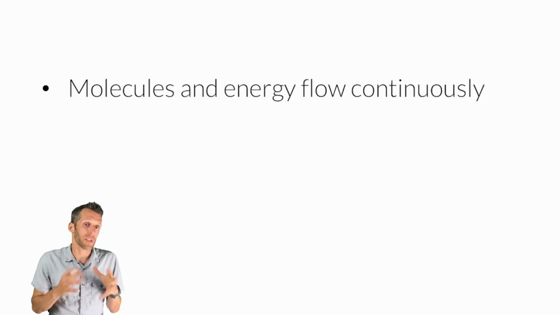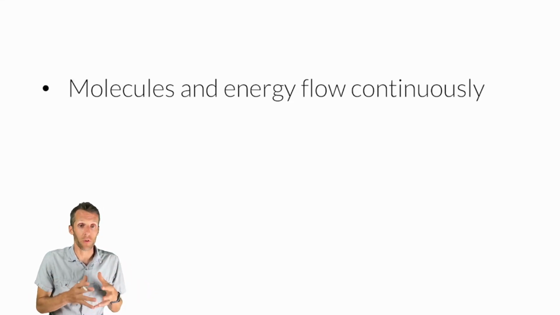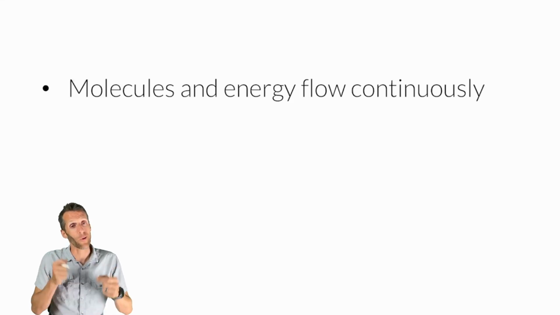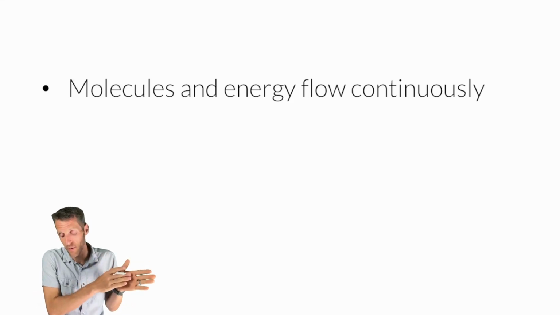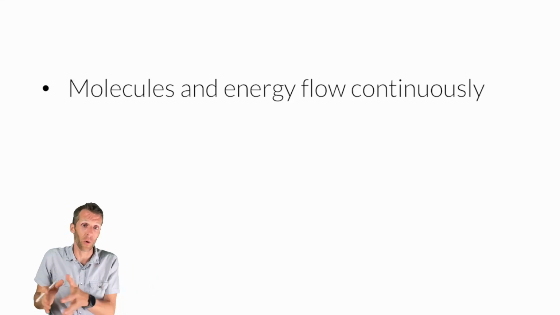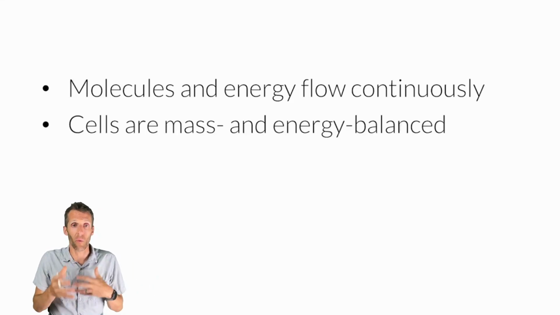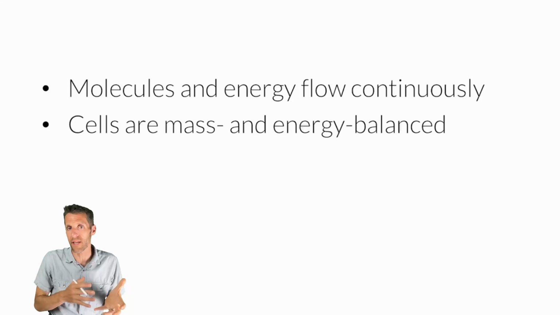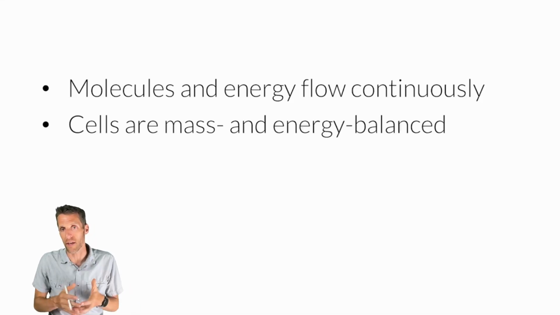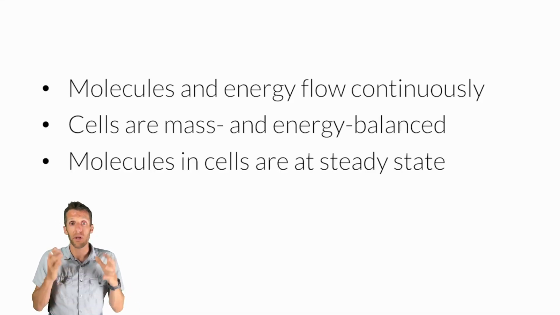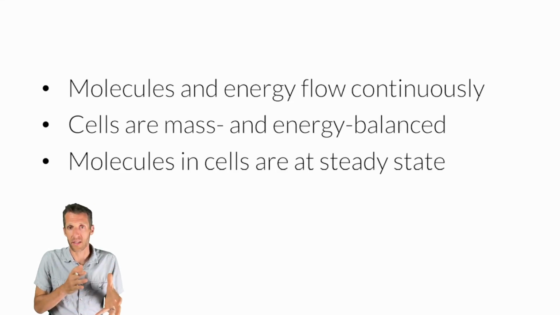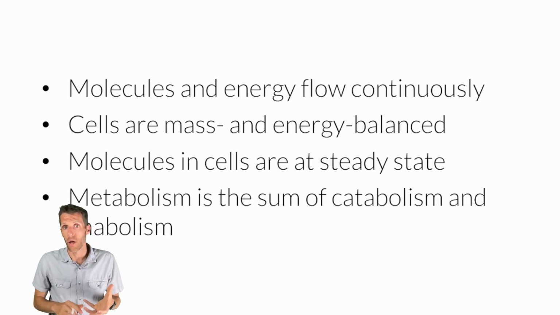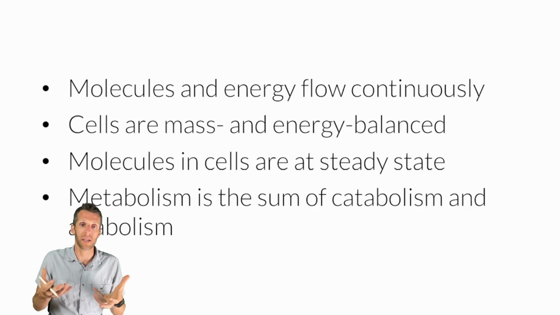Okay, so we're basically done here. Let me summarize really quickly. When we think about metabolism, what we should be thinking about are cells that are continuously consuming molecules and energy. There's this continuous flow through the cell. But even while this is happening, there's an energy and mass balance happening. So cells aren't net accumulating mass, they're not net accumulating energy. If we look at individual molecules in cells, what we see is that they're basically at steady state. So the concentrations of molecules aren't fluctuating very much. And finally, metabolism itself is the sum of catabolic, so breaking down, and anabolic, building up, cellular processes.